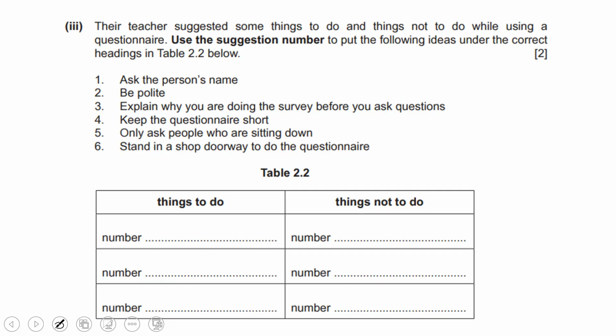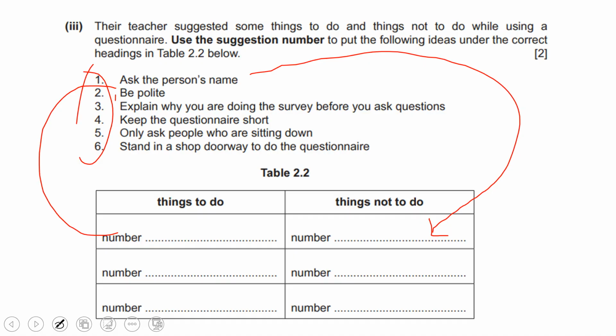Now, the teacher suggested some things to do and things not to do while using a questionnaire. We are meant to use the suggestion numbers to put the following ideas under the correct headings in table 2.2: things to do, things not to do. So let's see. Ask the person's name. No, you should never do that. So this should be under this. Be polite. Obviously, you should be polite. It's something you should do. Explain why you are doing the survey before you ask questions. That's very important. So it's things you should do. Keep the questionnaire short. Obviously, nobody wants a long questionnaire where you waste their time.